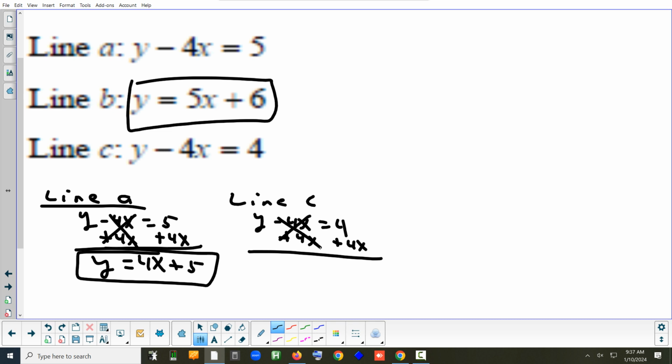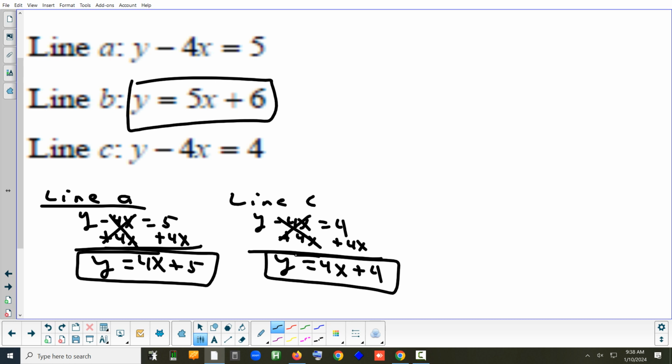Negative 4x plus 4x is gone. What's going to be on the left side? Just a y. And how about on the right? 4x plus 4. Perfect. Now we've got all our lines the way we need them. We've got line A, line B, and line C.